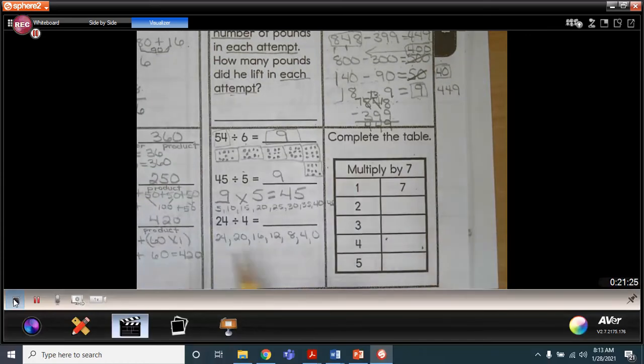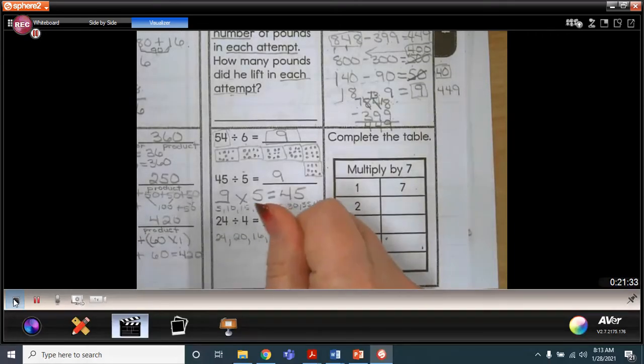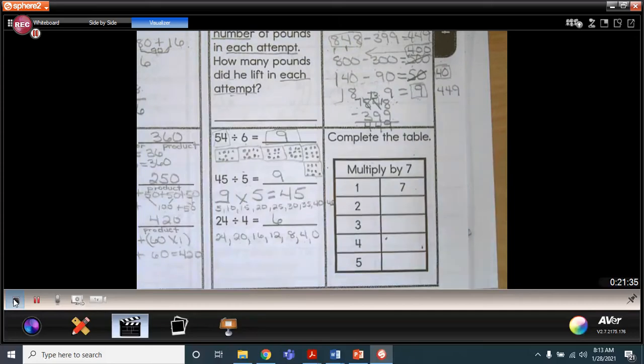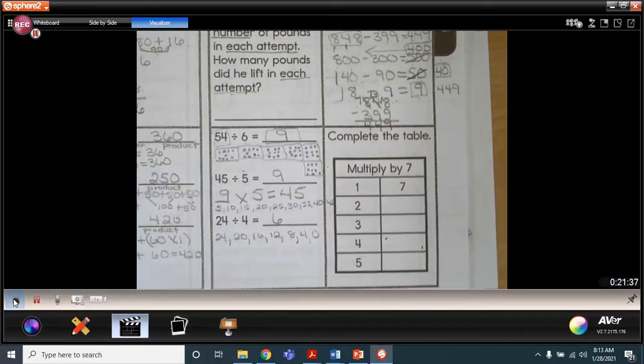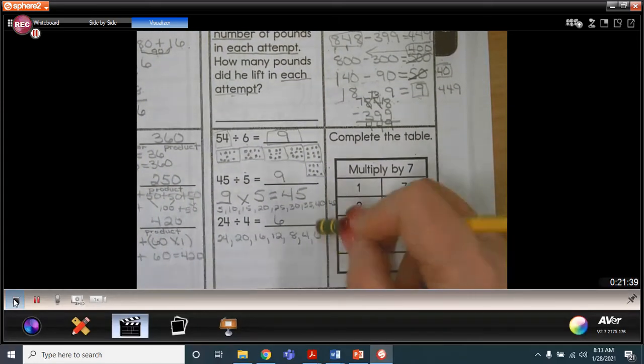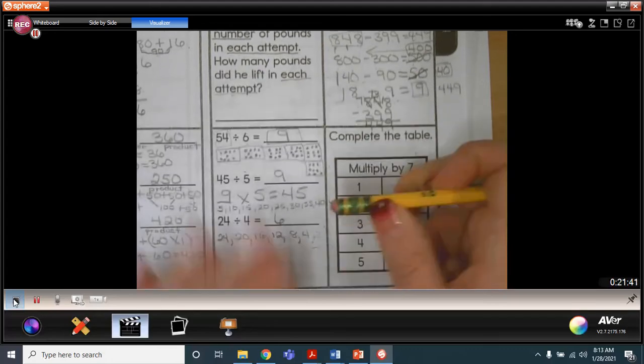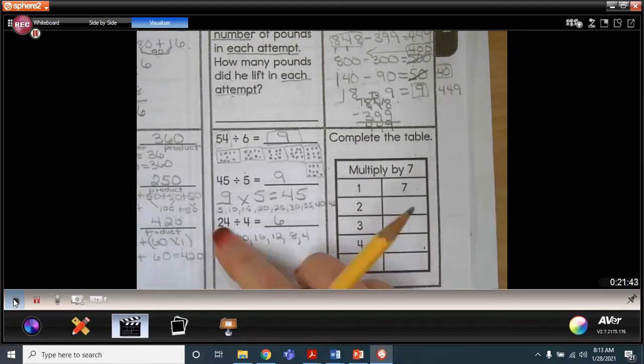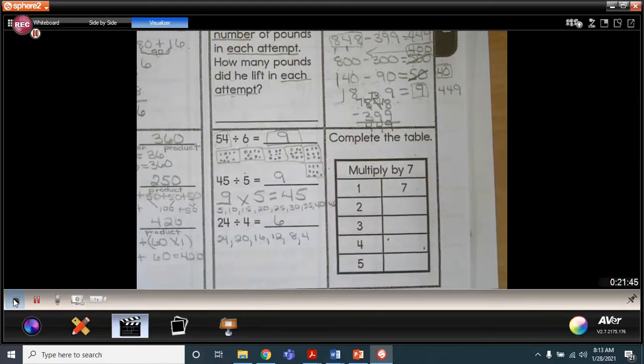So to get to 0, I had to subtract 4, 1, 2, 3, 4, 5, 6 times. So finally, we don't need that 0 there, but to get to 4, we had 6 times.